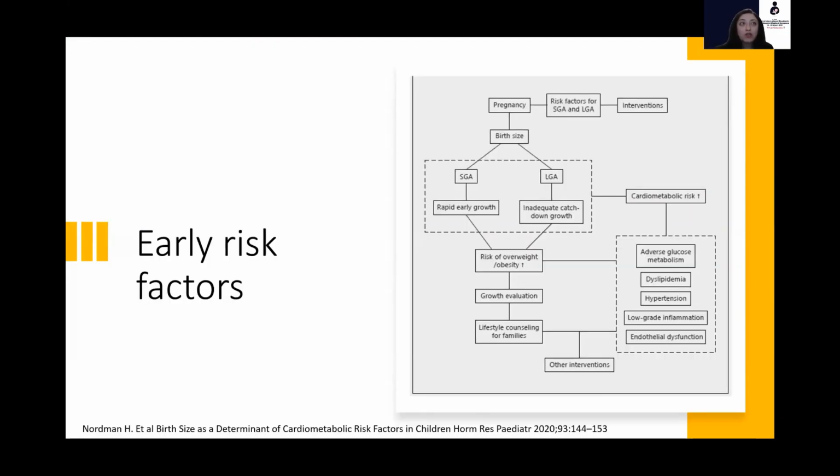So I just wanted to point out here that classically we know that SGA and rapid catch-up post-SGA is an increased risk, even if the weight in children remains normal. SGA children may have increased visceral adiposity, which will predispose them to increased cardiovascular risk. But also the LGA, so the large for gestational age, who don't have adequate catch-down growth because of the persistent high weight since infancy, will also be, seem to be at least, at increased risk of adverse cardiometabolic outcome as adults.